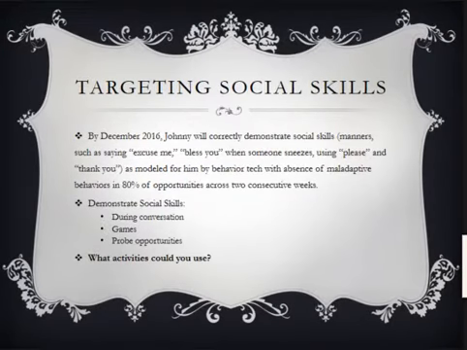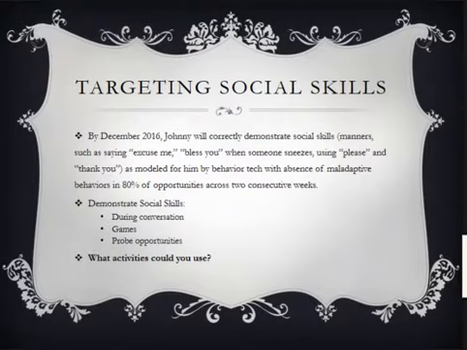All right. Targeting social skills. By December 2016, Johnny will correctly demonstrate social skills. Manners such as saying excuse me, bless you when someone sneezes, and using please and thank you as modeled for him by the behavior check, with absence of maladaptive behaviors and 80% of opportunities across 2 consecutive weeks.